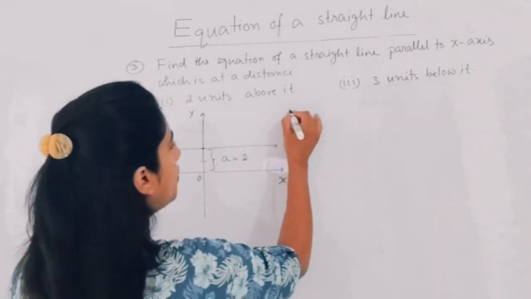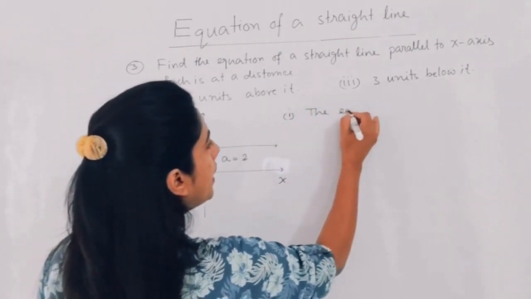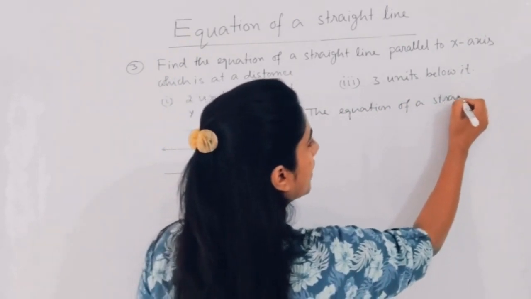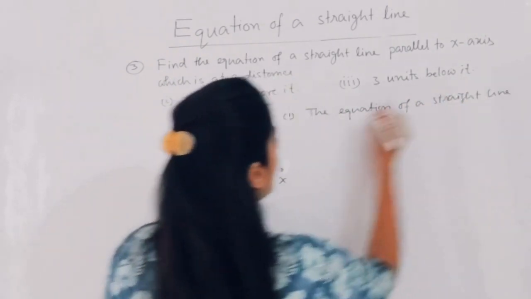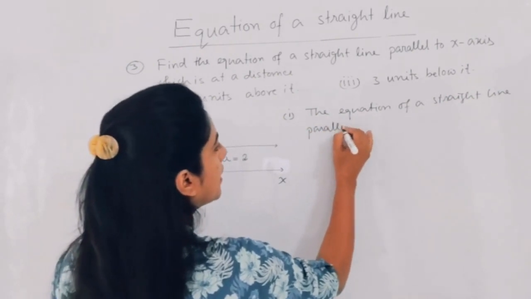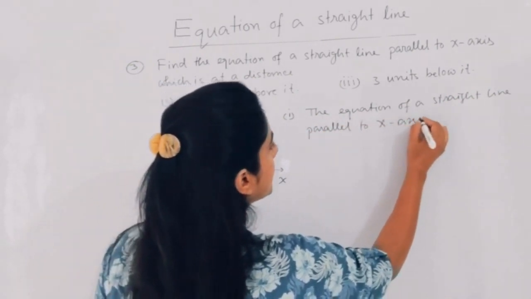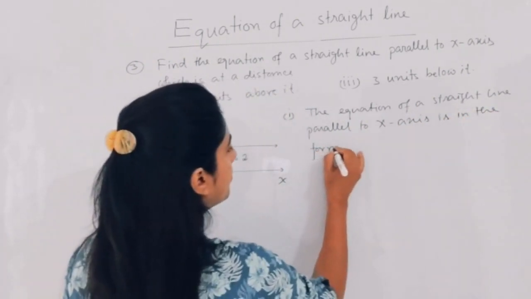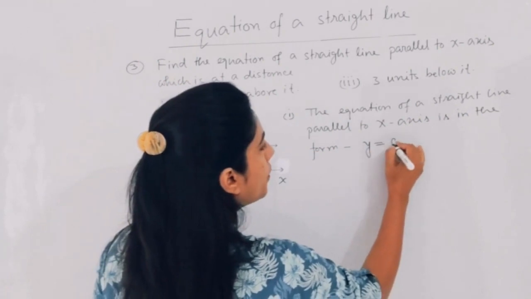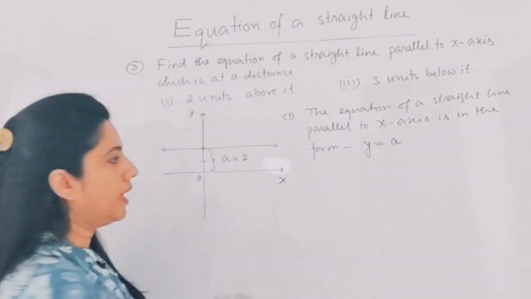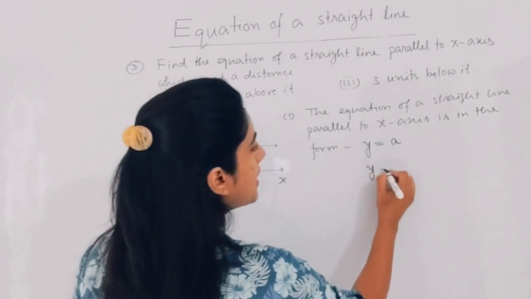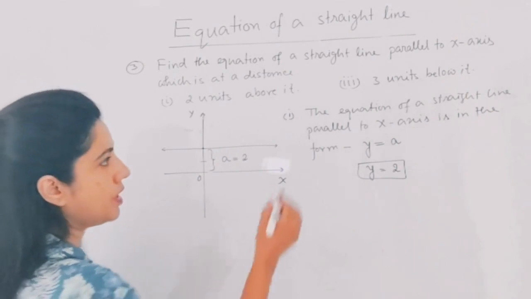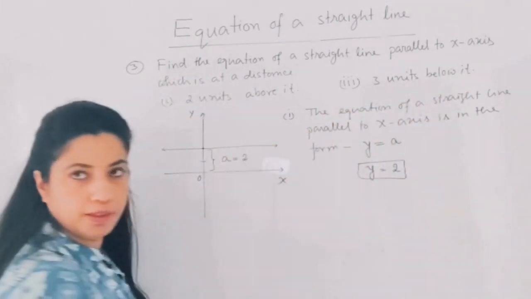Okay, so we'll just write down for the first sum the equation of a straight line parallel to x-axis is in the form y is equal to A. Here A is 2, so y is equal to 2. This is the answer.